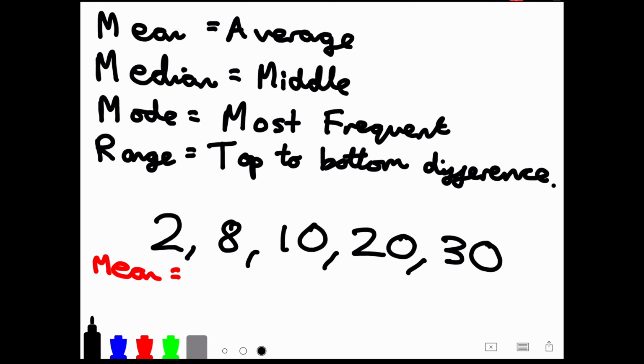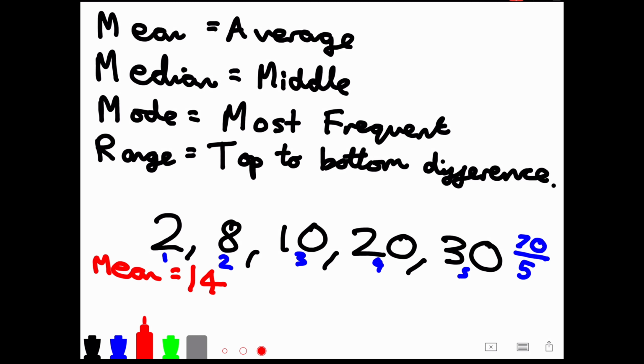So 30 plus 20 is 50, and then 50 plus 10 is 60, and then 60 plus 8 is 68, and then 68 plus 2 is 70. Now that we know the sum is 70, we put the sum over how many numbers there are. So there's 1, 2, 3, 4, 5 numbers, and so we put 70 over 5, and that would be 14. So now we know the average is 14.